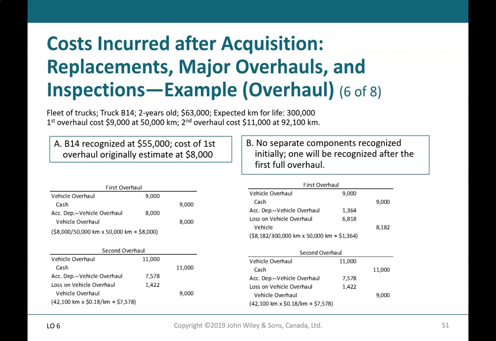B. No separate components recognized initially. One will be recognized after the first full overhaul. First overhaul: debit vehicle overhaul 9,000, credit cash 9,000. Debit accumulated depreciation vehicle overhaul 1,364, debit loss on vehicle overhaul 6,818, credit vehicle 8,182. Second overhaul: debit vehicle overhaul 11,000, credit cash 11,000. Debit accumulated depreciation vehicle overhaul 7,578, debit loss on vehicle overhaul 1,422, credit vehicle overhaul 9,000.